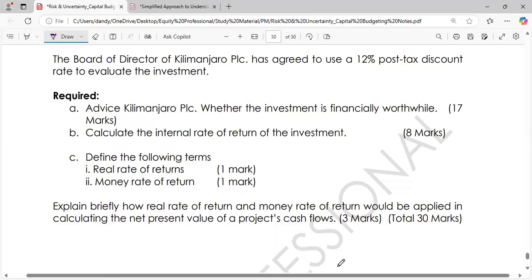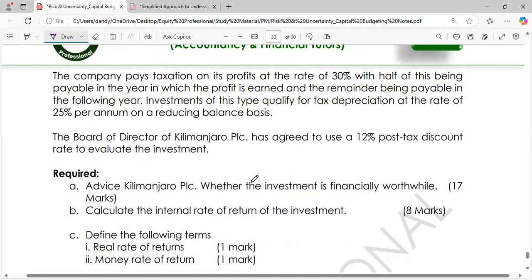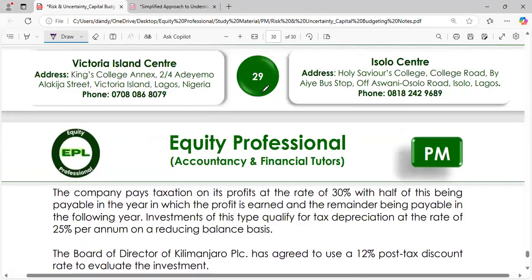30 marks. Thank you, Joy. Yes, that is the question. In the A requirement, you are to advise whether the investment is financially worthwhile. Again, what we are expected to do here is to calculate the net present value. So without wasting more time on this, let me stop sharing this and move to the working note so that quickly we can deal with the question.